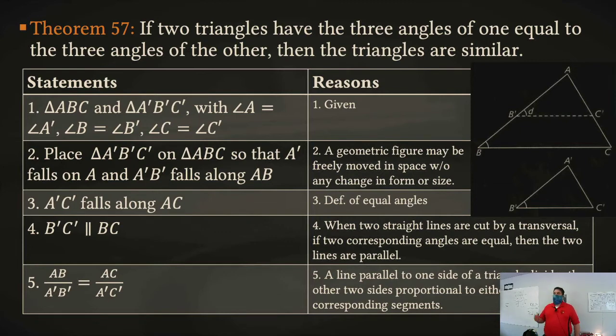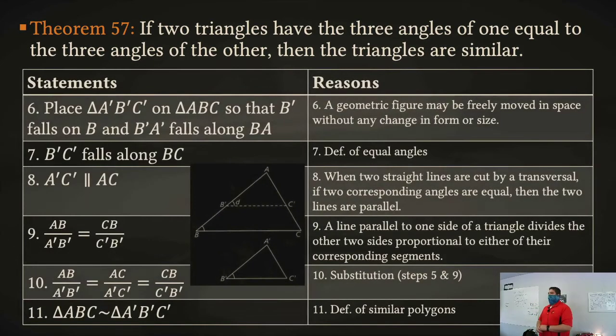Number 5, then AB must be proportional to A prime B prime and AC must be proportional to A prime C prime, because the line parallel to one side of a triangle divides the other two sides proportional to either of their corresponding segments. By the way, this proof is also in your text on pages 204 and 205. This is the same proof, so you guys have it there. You guys don't have to worry about trying to get it down anywhere.